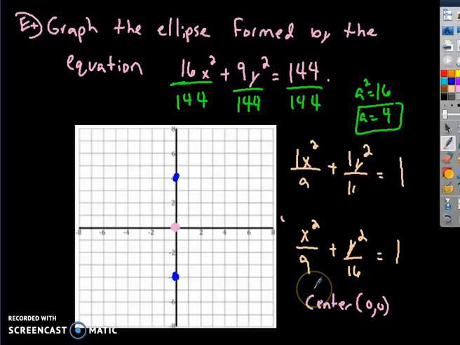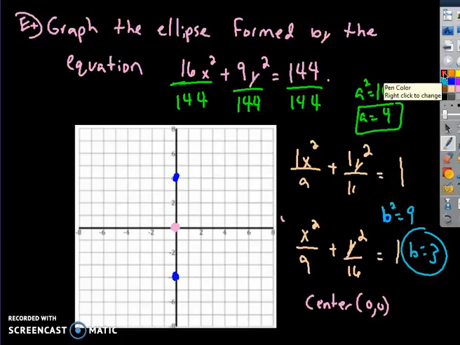The b value, b squared, is equal to 9. So b has to be 3. So I need to go over 3 in the x direction. So 3 puts me here and puts me there. All right, so if I made my ellipse, it looks something like this. So that's how I can graph the ellipse. I'll put it in standard form first.